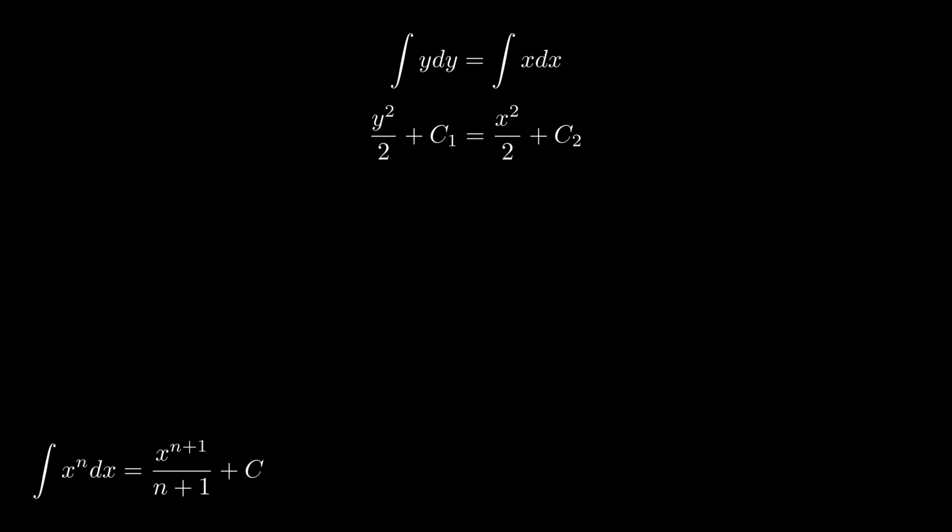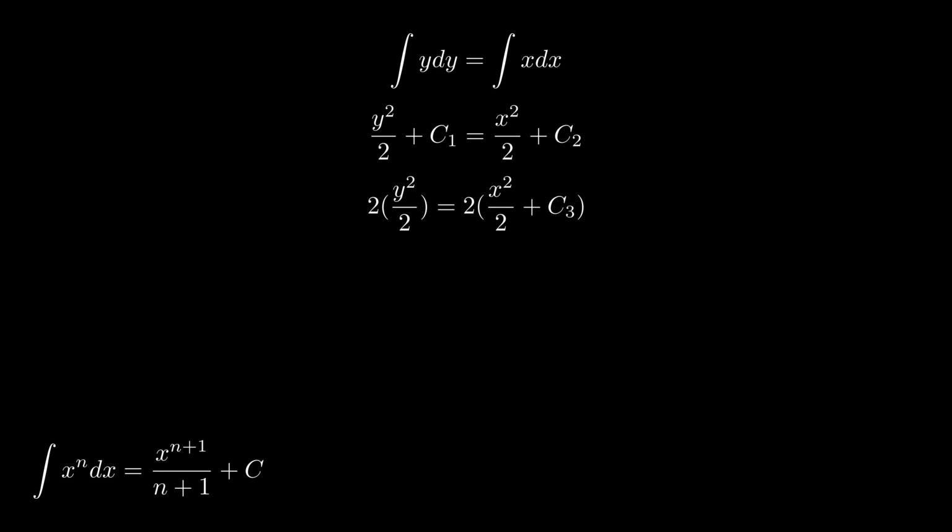Now, when you want to find general solutions, you would want to get only one constant in the end, so we need to subtract c1 on both sides of the equation. And now on the left hand side we'll get just y squared over 2, since c1 minus c1 simplifies. And on the right hand side we can denote a new constant c3. Now at this point we can simply get rid of the denominators, so we can multiply both sides of the equation by 2.